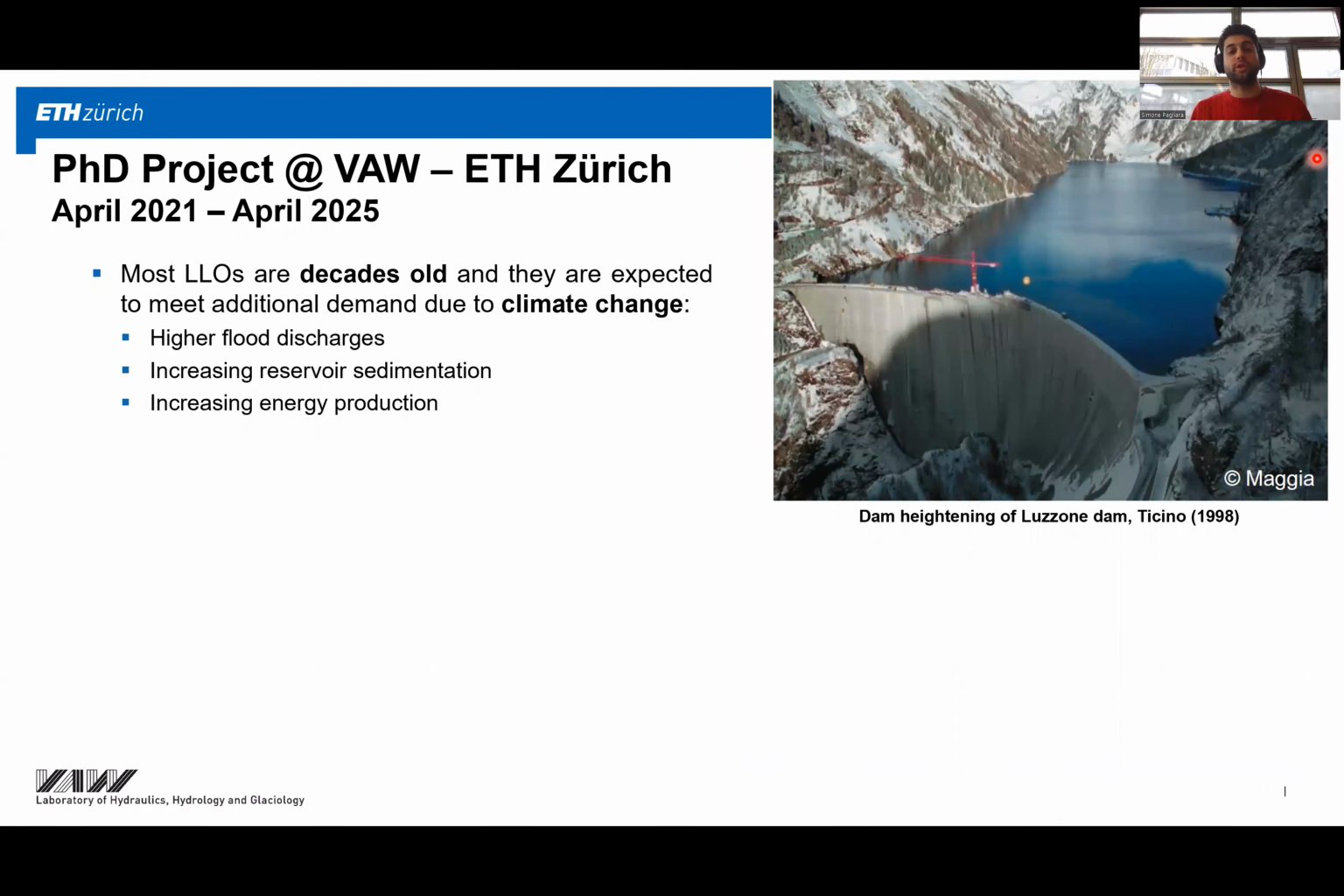So going to my PhD project, as I introduced before, most low-level outlets are very old, and we are facing climate change, which will increase the demand. And here in this picture, you can see dam heightening works in Luzzone Dam in Ticino in 1998. So due to the sedimentation, reservoirs are losing a lot of capacity, so we need to perform dam heightening for hydropower purposes, but also for retaining the amount of water needed. And therefore, the knowledge of high-speed air-water flows is crucial to safely design such structures.